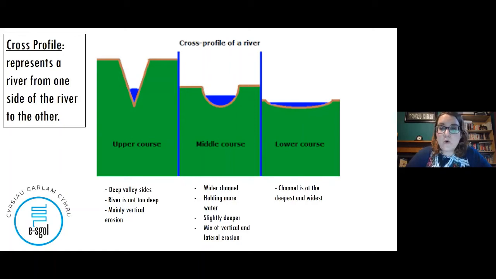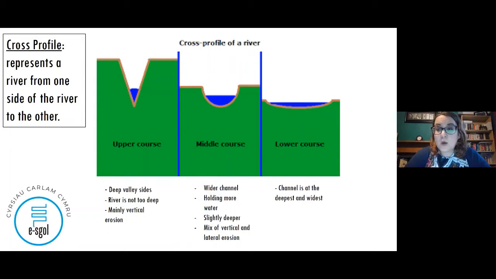As we move to the middle course of the river, we begin to see a mix of what we call lateral and vertical erosion, which causes the channel to become wider, but also slightly deeper. This is because the river is holding more water. It's holding more water because it could be increased due to tributaries joining the river, increasing the overall volume of water. A larger river channel means there is less friction, so the water also flows much faster.